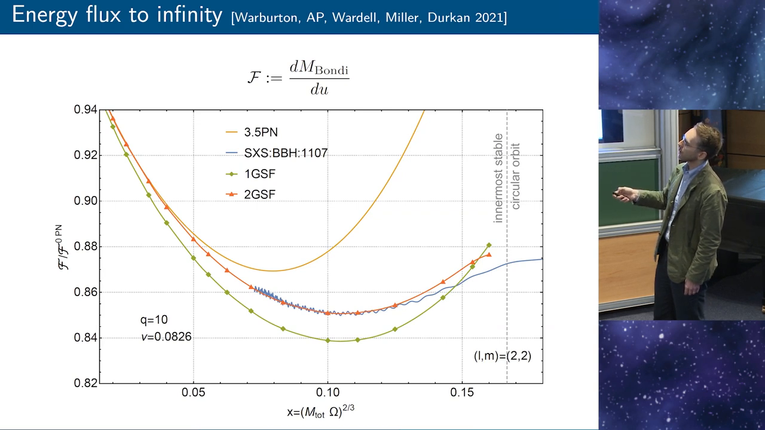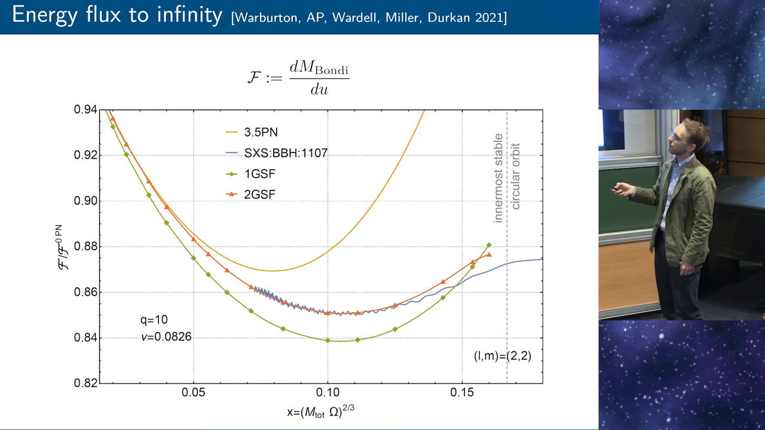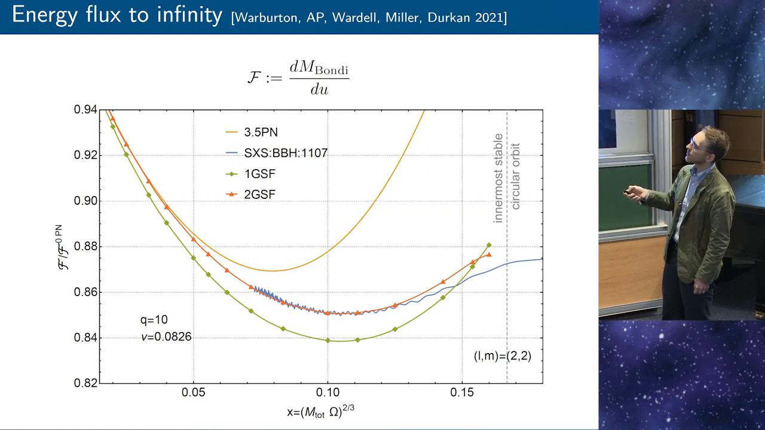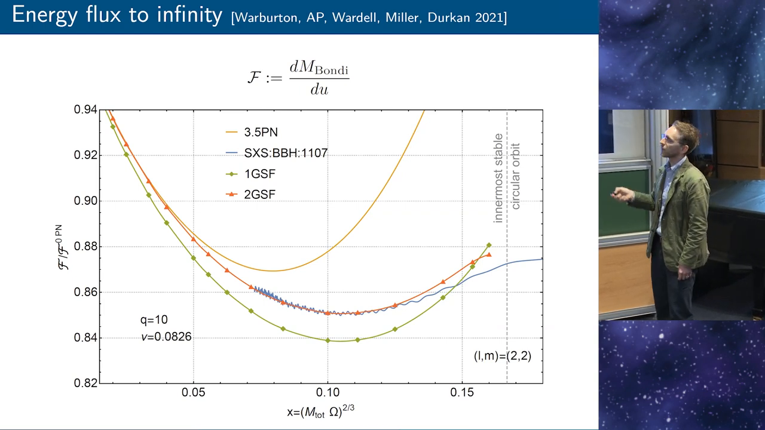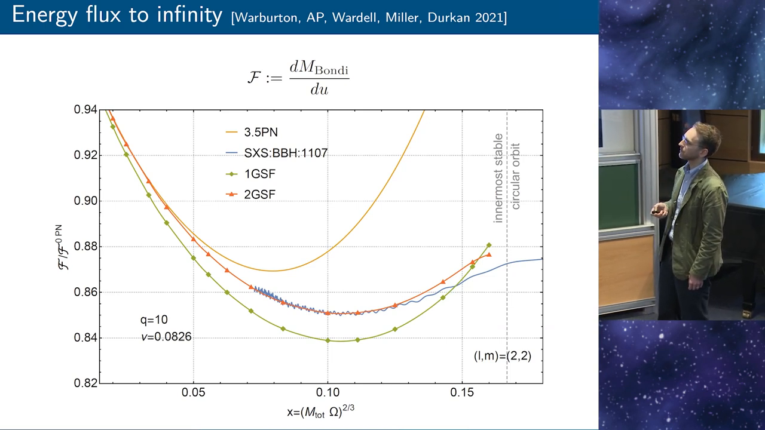This green curve and the green squares is what we call 1GSF, so just leading order in self-force theory. The blue curve here, this wiggly curve, is full numerical relativity. This orange curve is 3.5 post-Newtonian fluxes. And then this red curve that cuts through the numerical relativity curve, that is our calculated fluxes at second order in the mass ratio. So you see, we agree pretty remarkably well with fully nonlinear relativity over a big frequency range, even though the mass ratio isn't particularly small here.